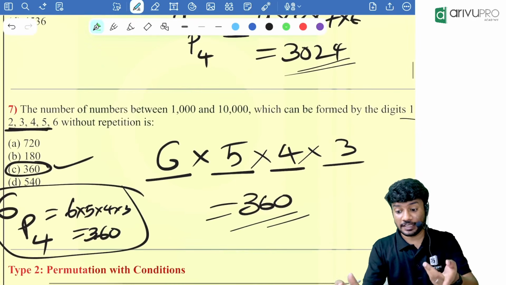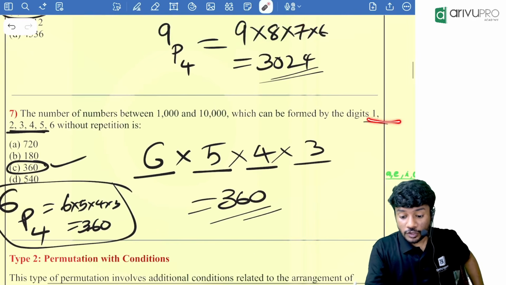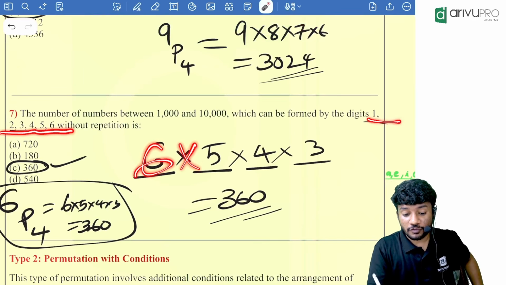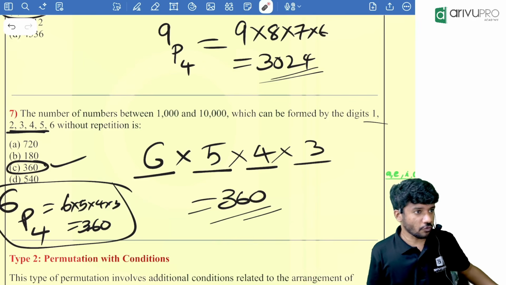Instead of letters, there were digits. Maybe your doubt was, sir, 1, 2, 3, 4, 5, 6. Why did we write 6 into 5 into 4 into 3?